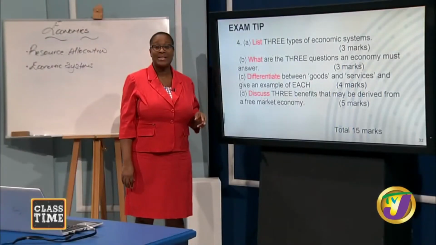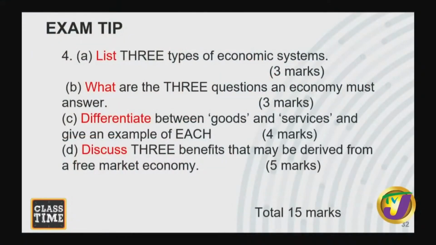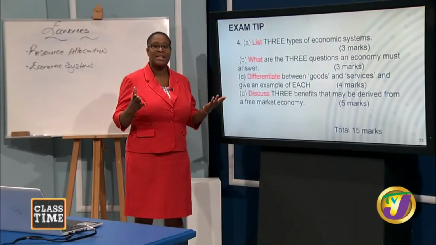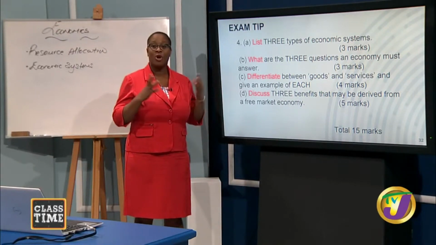Now, I have highlighted some terms that you must pay attention to. If you're asked to list, that's quite easy. You're just going to put it down there in point form. And your 3 economic systems, you know the answer. You can either say subsistent or traditional, your planned economic system, your free market, or your mix. So we have 4, so any 3 of the 4, you will get your full 3 marks. It asks, what are the 3 questions an economy must answer? Again here, you can just state the answers there. What to produce, how to produce, and for whom.